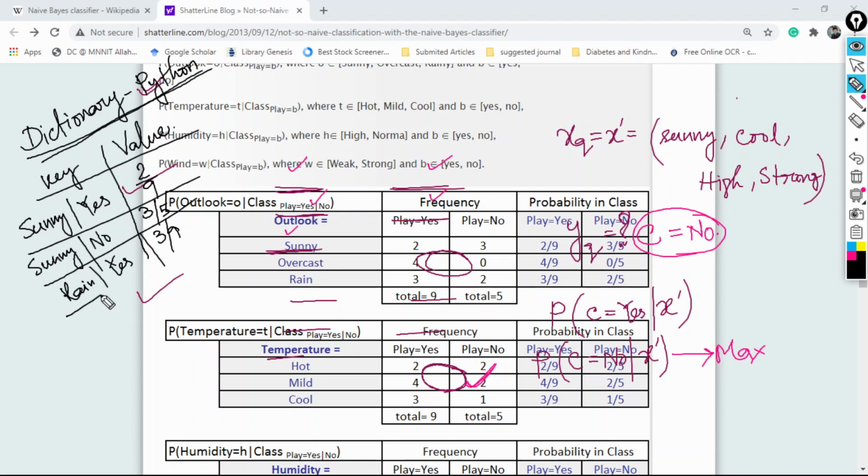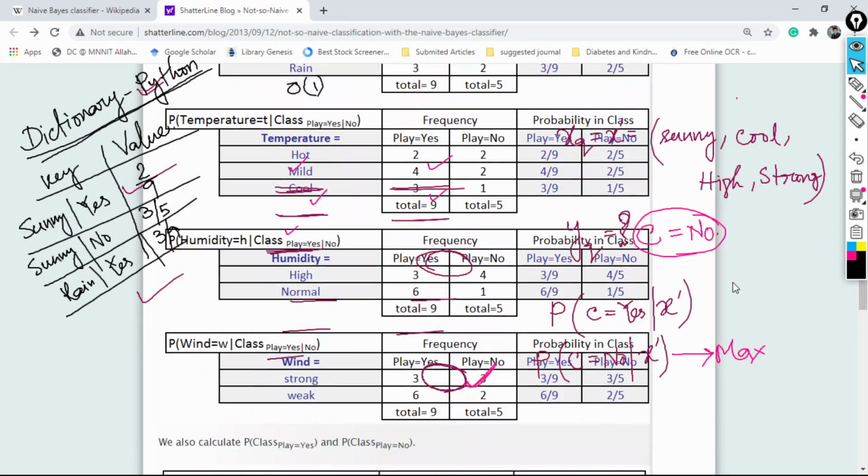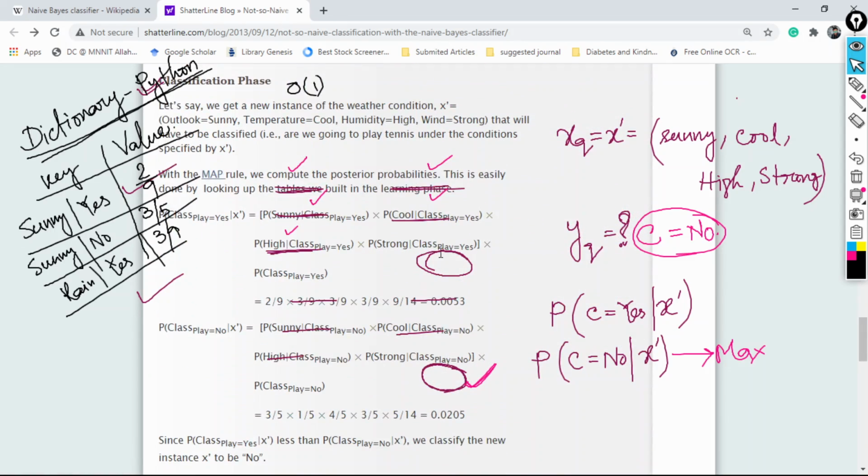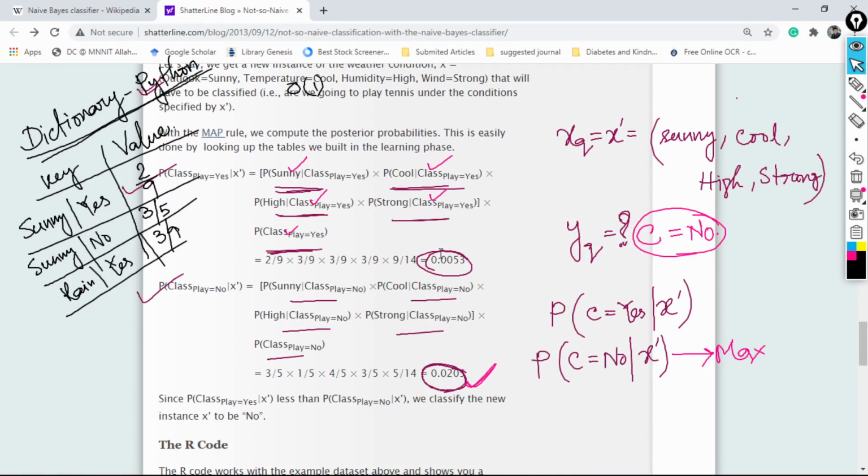By simply using this dictionary structure, you can easily store these values. And in constant time complexity, order of 1 time complexity, you can easily find the value. I think it is not a hard task to find this value. The main thing is calculating this value.